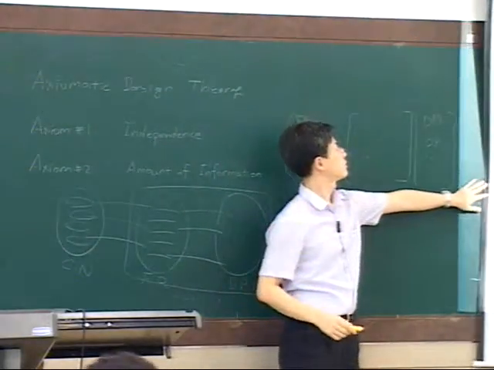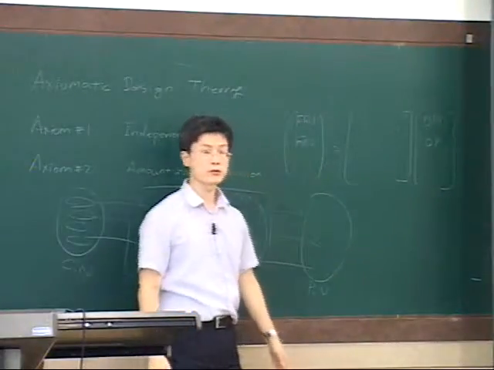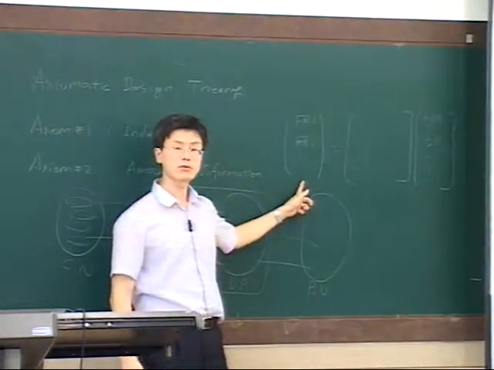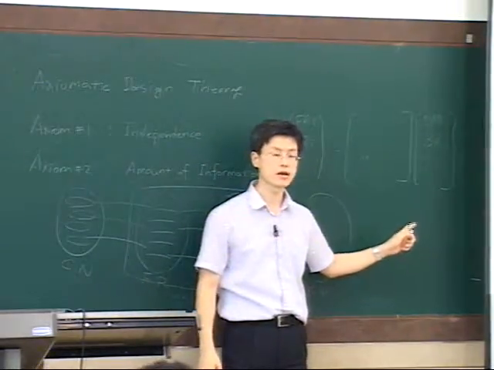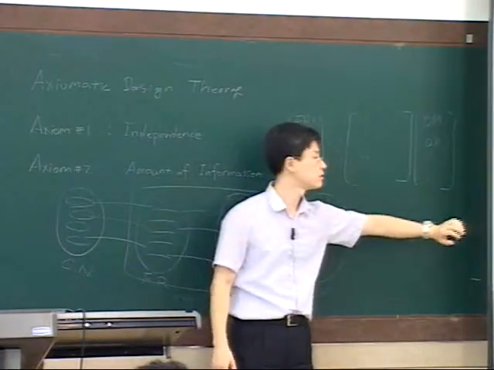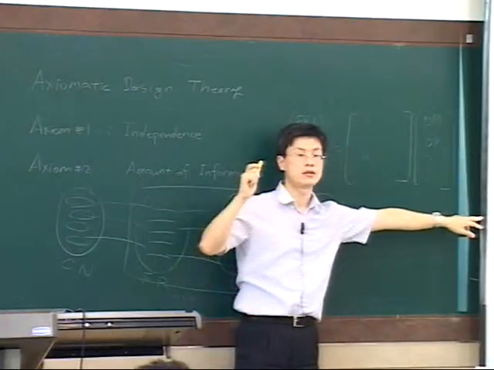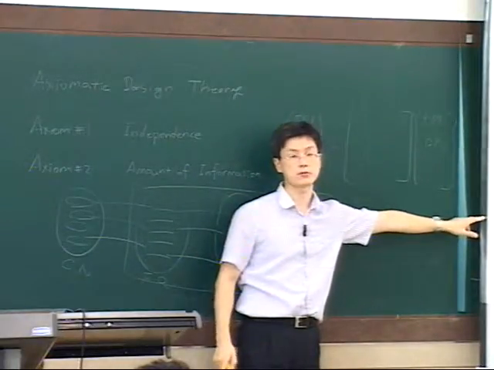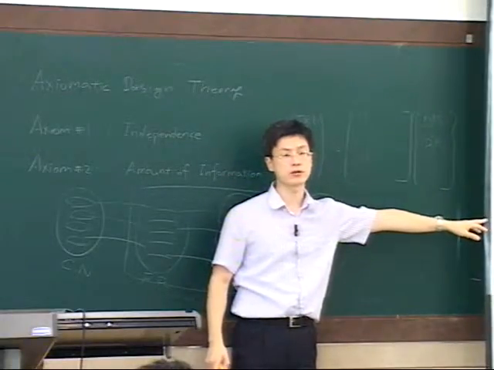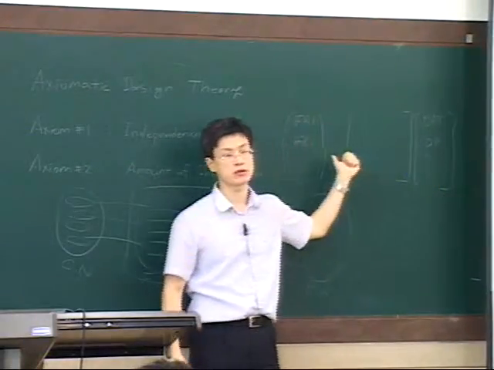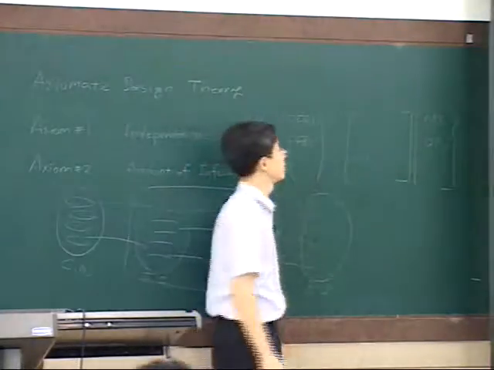Can you see? So for example, if you have n number of functional requirements, you are supposed to have exactly the same number of design parameters. This is the most important difference from QFD. Okay? The number of design parameters should match the number of functional requirements.